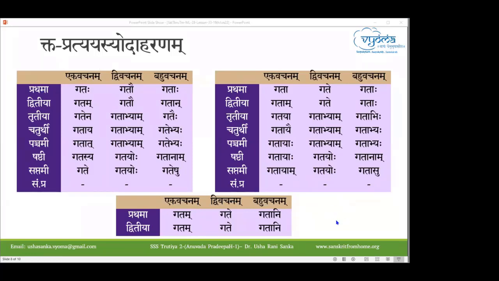Ram. Gatah, Gatau, Gatah, Gatam, Gatau, Gatan, Gatena, Gatabhyam, Gataihi, Gataya, Gatabhyam, Gatebhyah, Gatat, Gatabhyam, Gatebhyah, Gatasya, Gatayoh, Gatanam, Gate, Gatayoh, Gateshu. Right. Good. Nice.